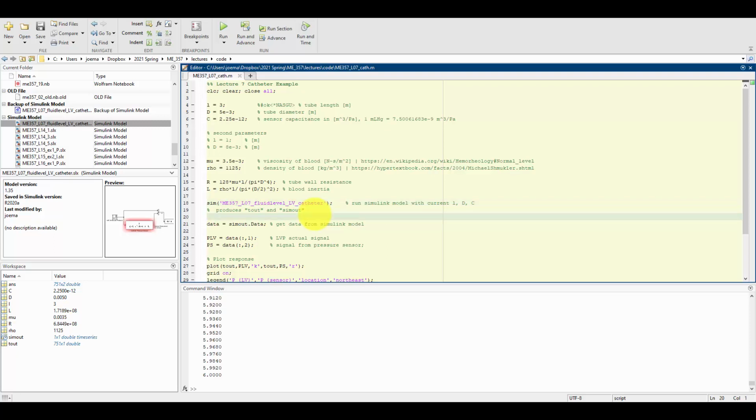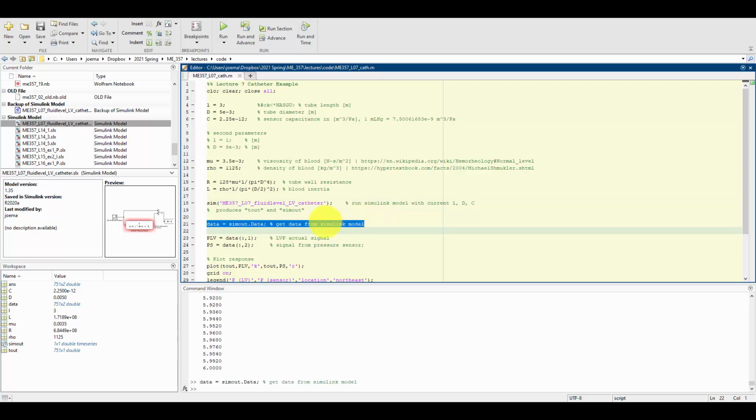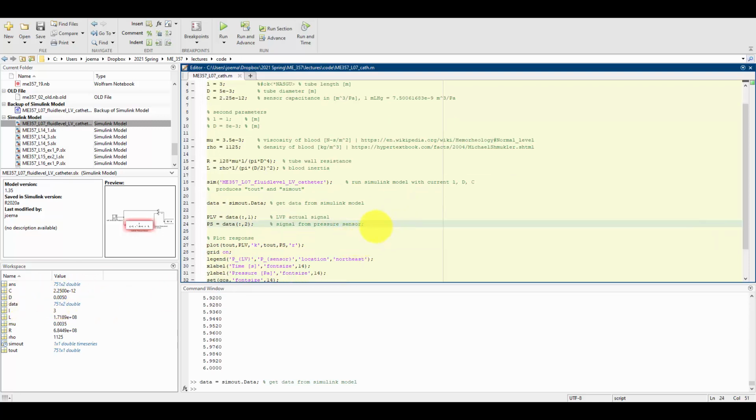So let's look at the results from this particular simulation. The first thing is I'm going to save a matrix called data, which is just simout.data. We see that that's that 2-column matrix. Now I'm going to divide it because I know that the first column is what I'm calling PLV, the left ventricular pressure, and PS is the sensed pressure across that capacitor. That is the second column of data.